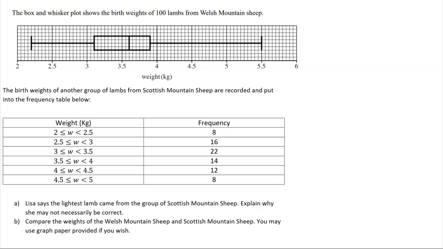Yeah, so you know it's 2.2 for the Welsh ones, but you don't know. You know it's between 2 and 2.5, so it could be in that group. It's not definitely wrong to say it could be in that group, but we're not sure. Okay, we're not certain on it. It could be anywhere. The lightest one could be anywhere between 2 and 2.5.